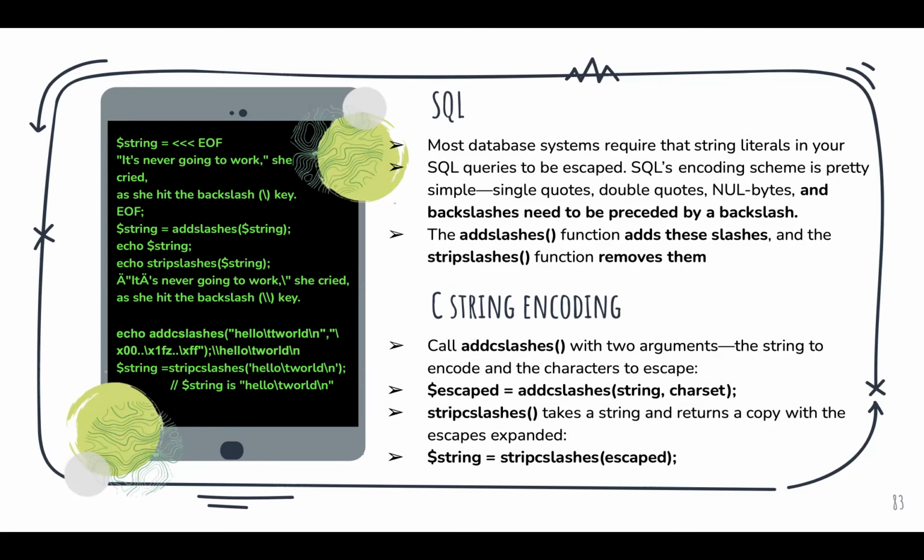C string encoding. Call addcslashes with 2 arguments: the string to encode and the characters to escape. The syntax of C string encoding is addcslashes followed by string and charset enclosed in parentheses. stripcslashes is used to return a copy with the escapes expanded. Here's the syntax of stripcslashes.